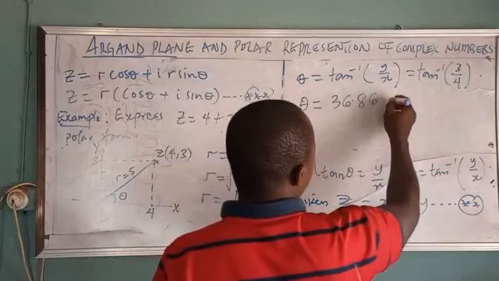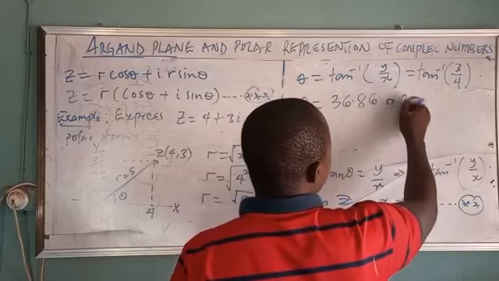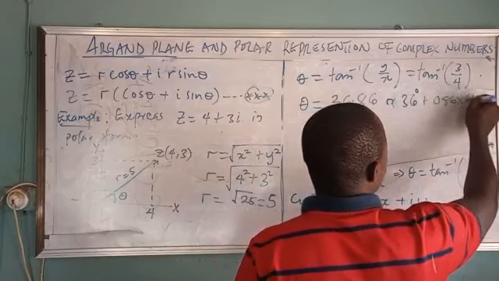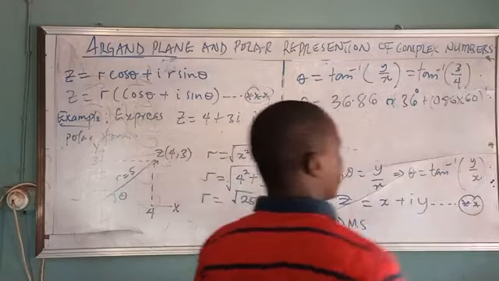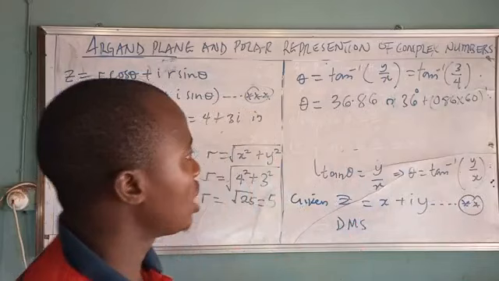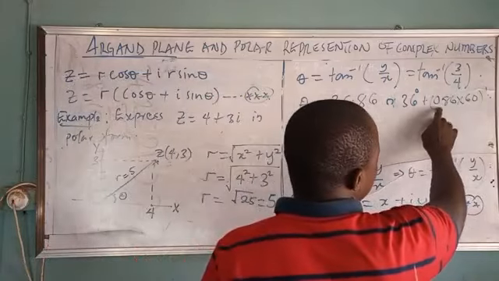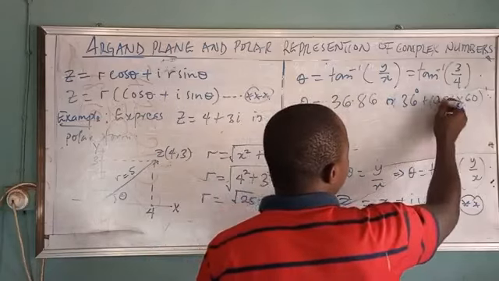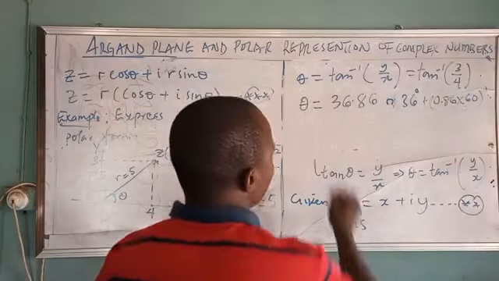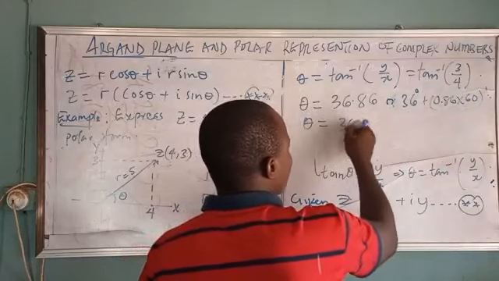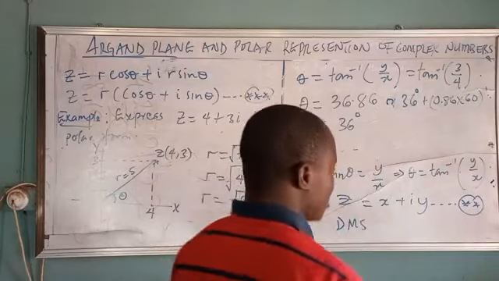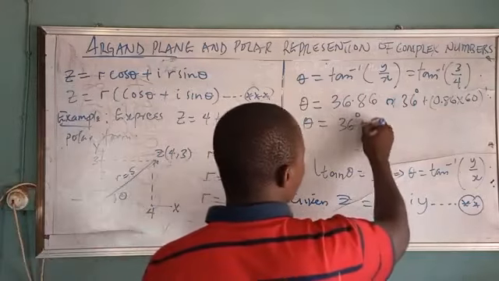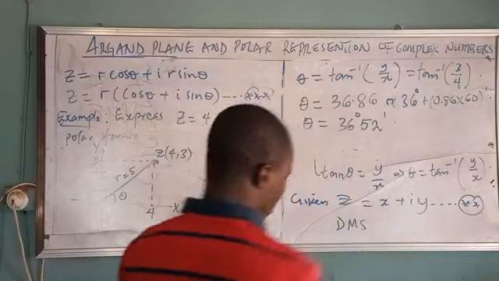Therefore, what you are going to do is this will be 36 degrees plus 0.86 times 60. That will give you your minutes. Are you getting it? So 36 plus the 0.86, which is the fractional part, that is the decimal part of this, multiplied by 60 will give you your minutes. So therefore we have our theta to be 36 degrees 52 minutes.